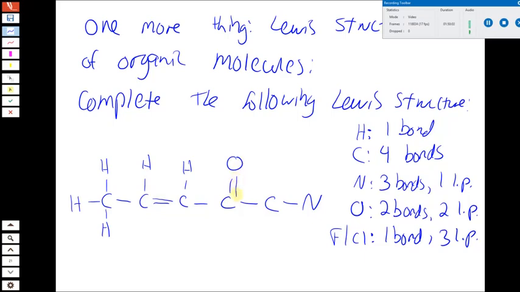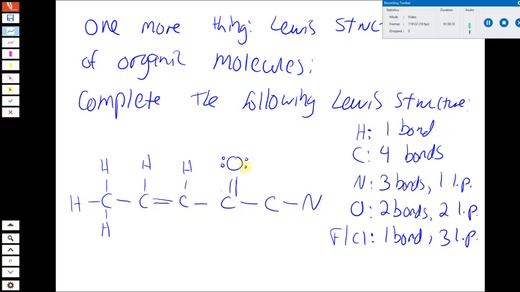Double bond between these two will make both of those satisfy. We have now 4 bonds on this carbon, 2 singles and a double. Remember, we count bonds individually, so it's 1, 2, 3, 4. This oxygen now has 2 bonds. It also wants to have 2 lone pairs, so don't forget about lone pairs in these types of structures.